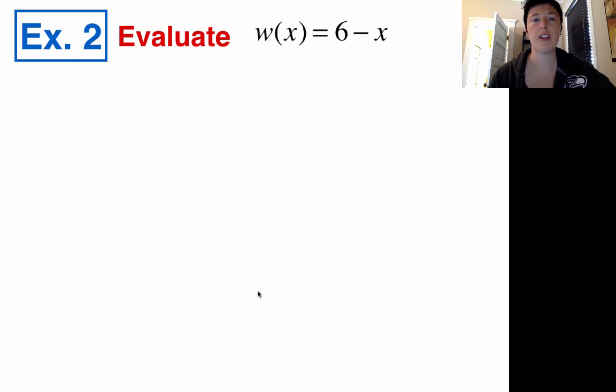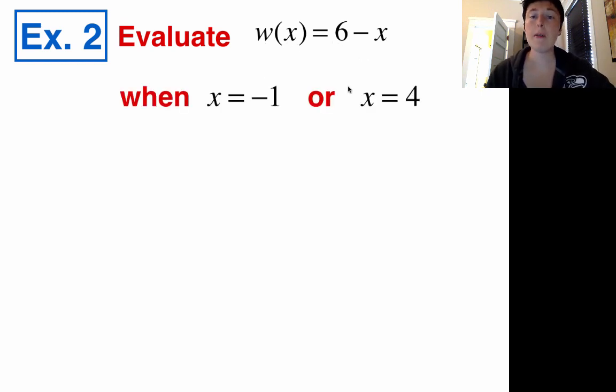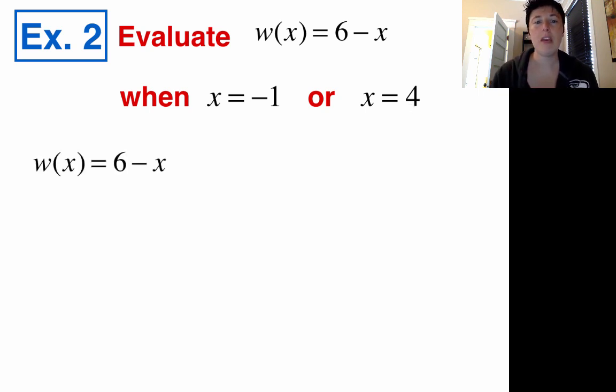Okay, so let's try another one. Let's evaluate a new one. We'll call it w of x instead of f of x. We'll change up the variables. W of x equals 6 minus x. And I want to evaluate when x is equal to negative 1 or x is equal to 4. So we're going to do 2 inputs this time. So here's my function, w of x.